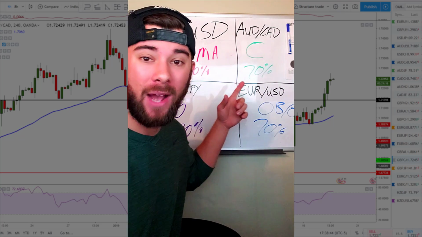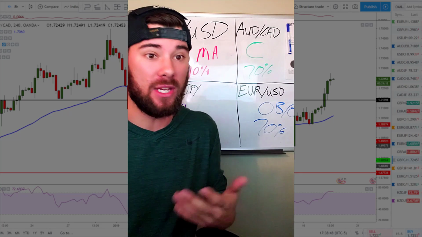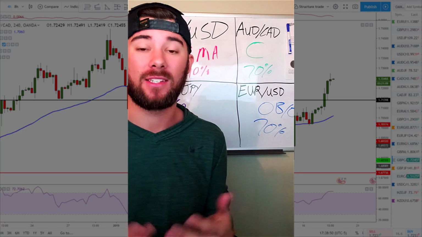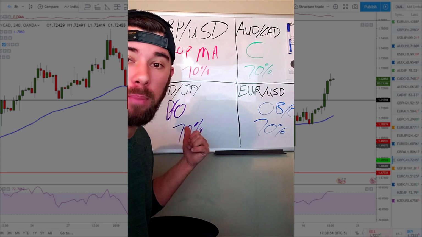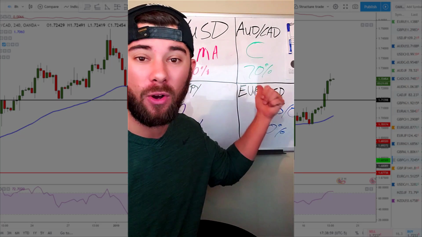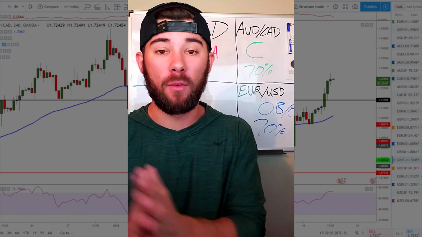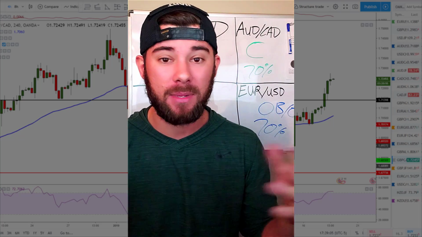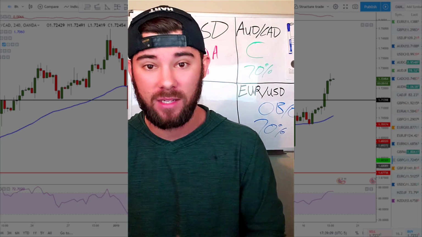So now we have a pound dollar pair with a strategy based around the 20 EMA because we know the pound pairs react best to that moving average that performs at 70%. We have a dollar yen breakout pattern that performs at 70% because the dollar yen trends really well. We have an Aussie Canada consolidation pattern at 70% and a euro dollar overbought oversold pattern at 70% because that's the indicator the euro dollar reacts best to.